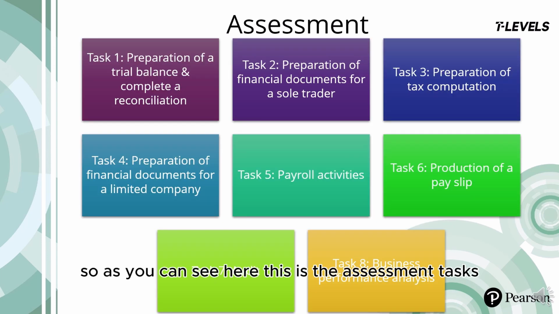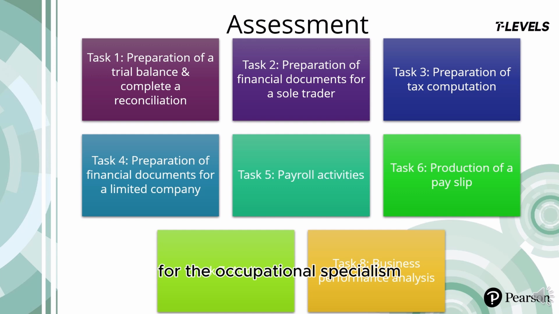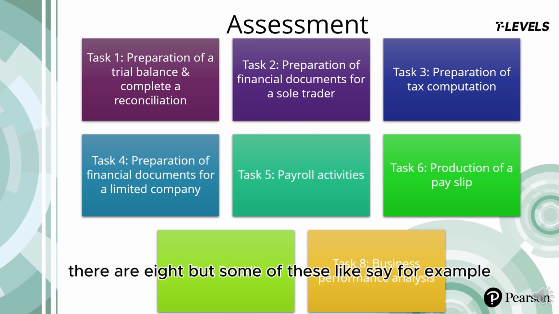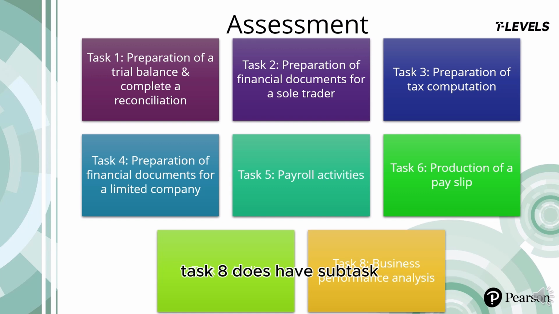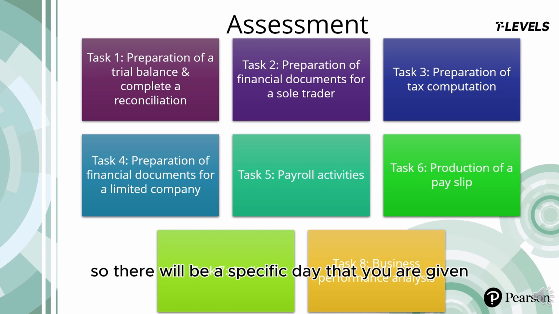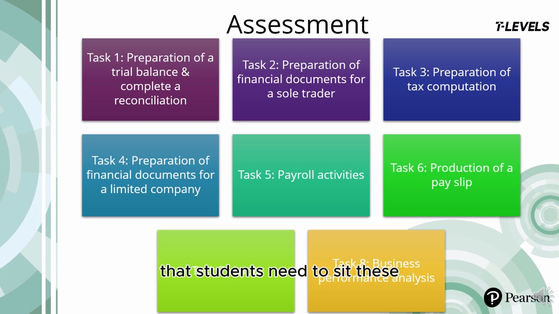So as you can see here, this is the assessment tasks for the occupational specialism in accounting. There are 8, but some of these, like say for example task 8, does have subtasks, so there is task 8A, 8B and C and 8D. So it's worth thinking about how many there are, preparing students for that. They will all be windowed, so there will be a specific day that you are given that students need to sit these. So when you access the exam timetable, you can see them all sat there.